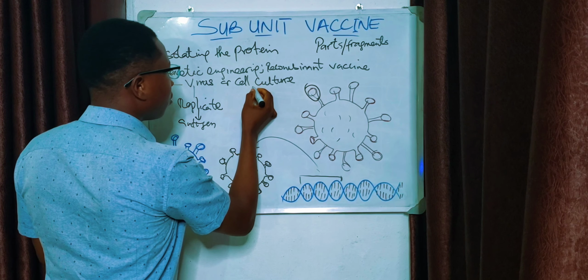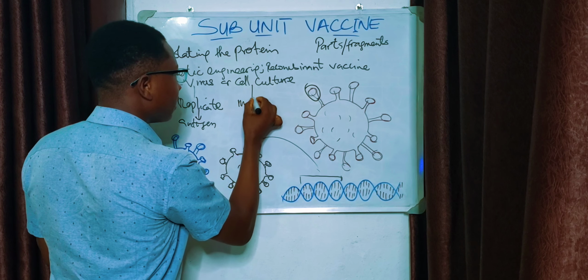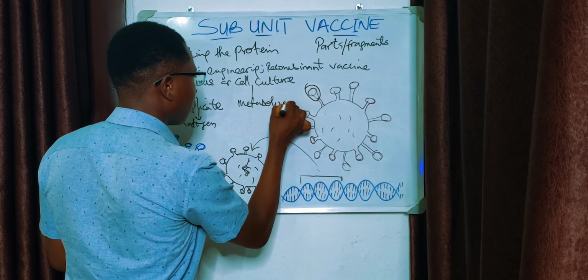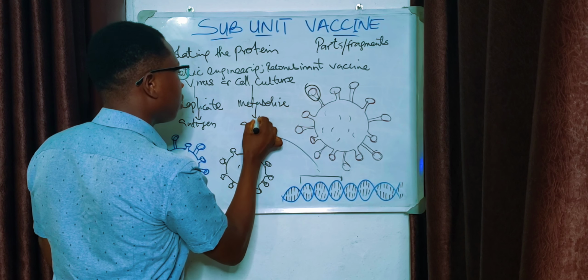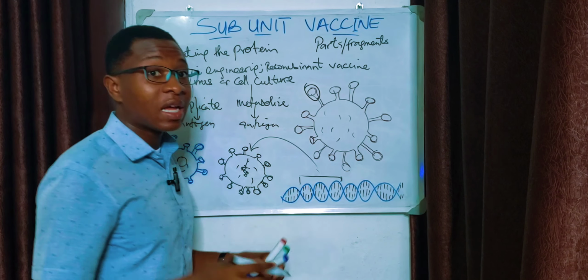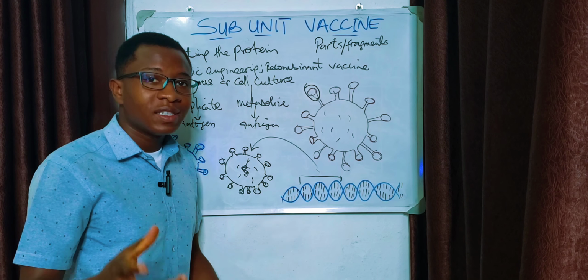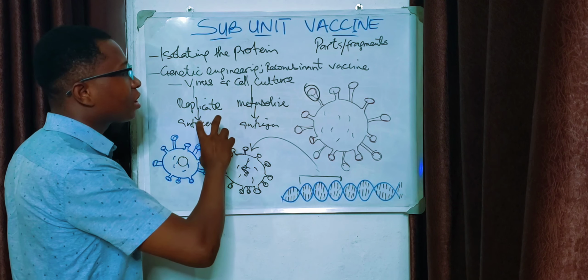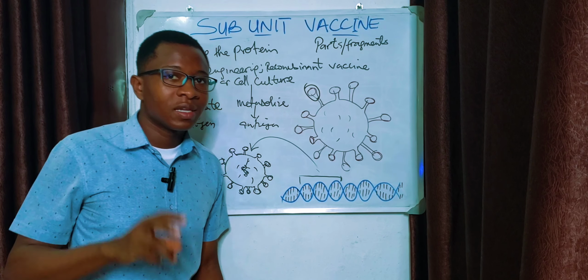When cell culture metabolize, they produce the antigen that can be used as the vaccine. So this is just how the subunit vaccines are made.